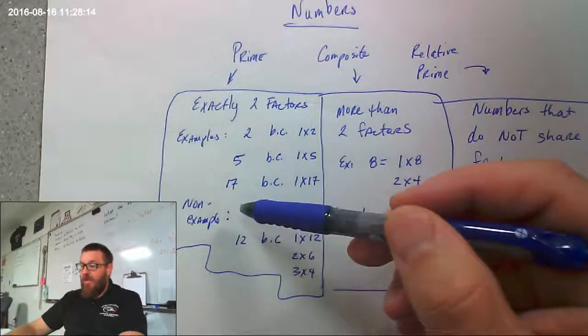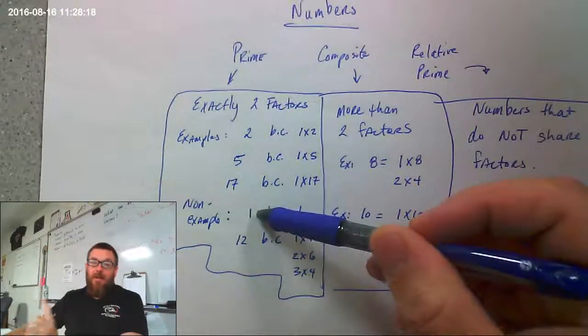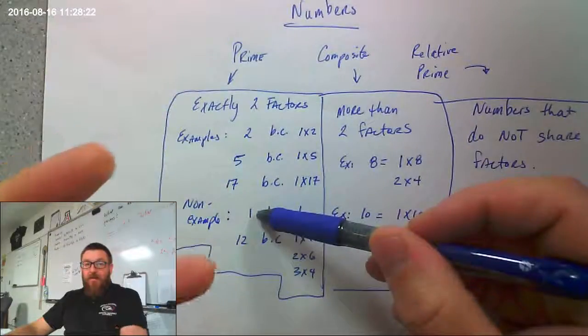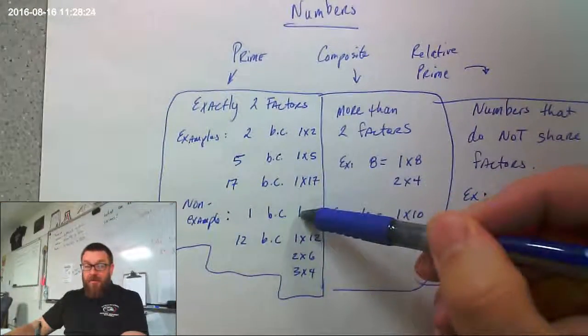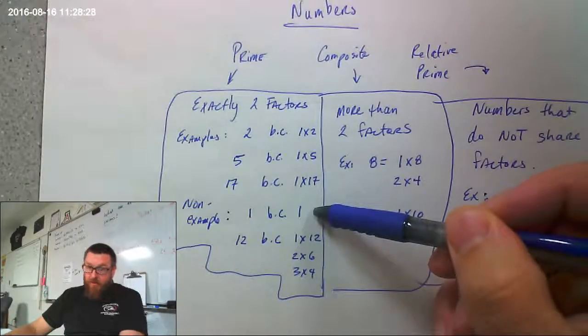Now some non-examples, some things that are not prime, would be 1. 1 is not prime because it only has one factor, and prime numbers have exactly two factors. 1 is just 1 times itself. It's 1 squared. You can't count the number itself twice, so it's just 1.